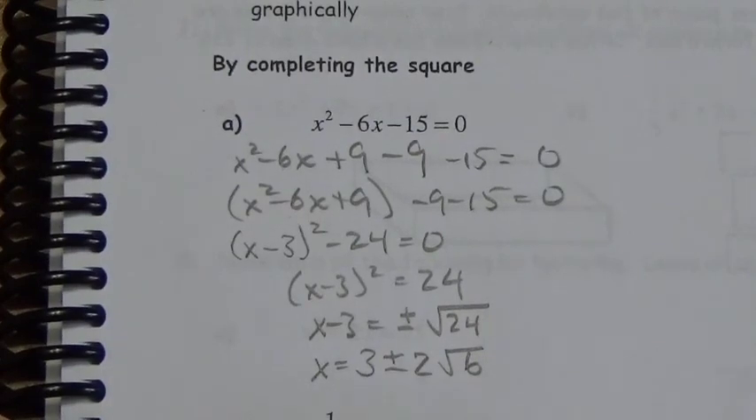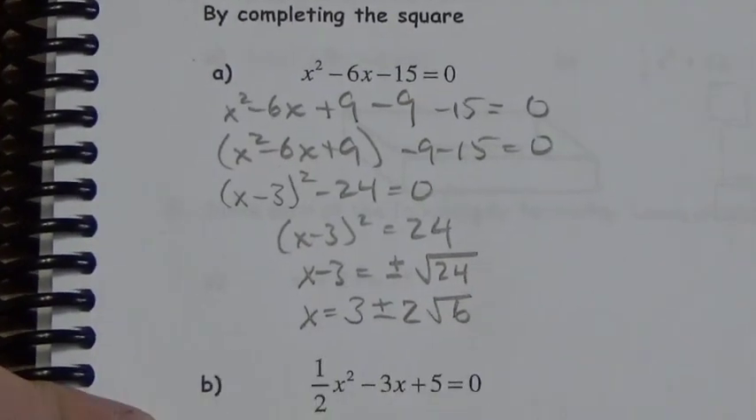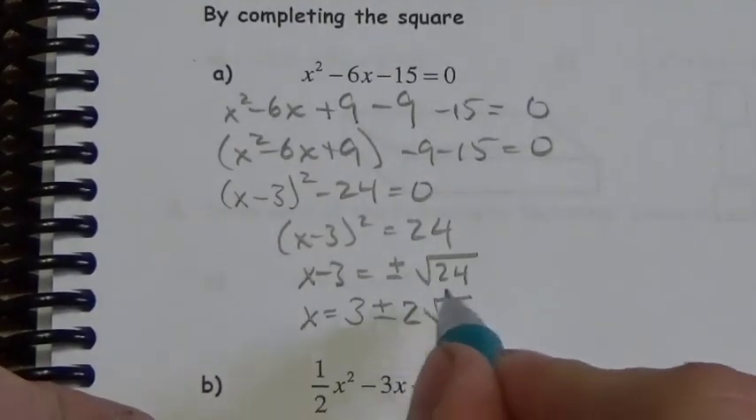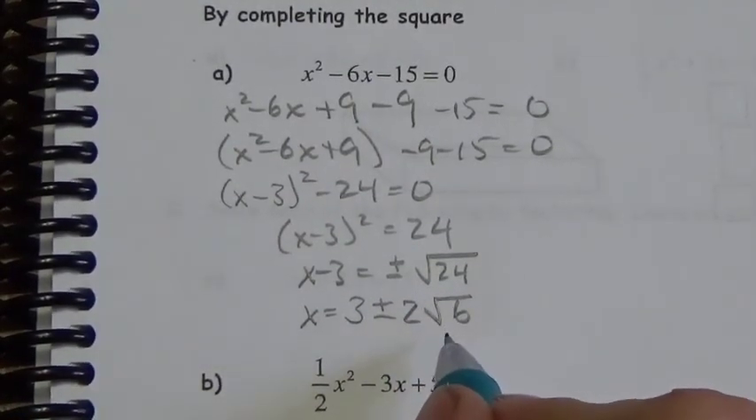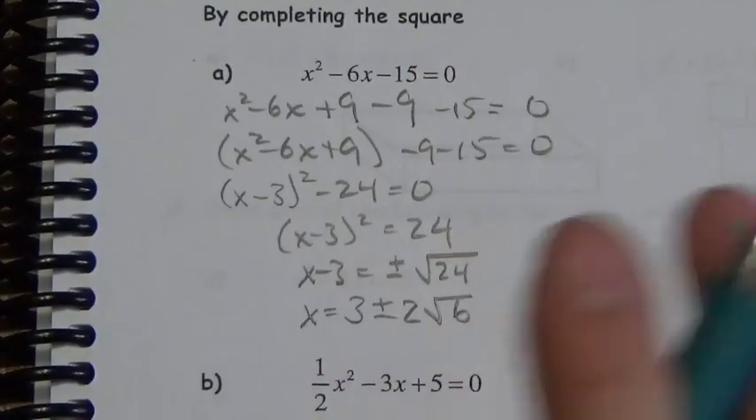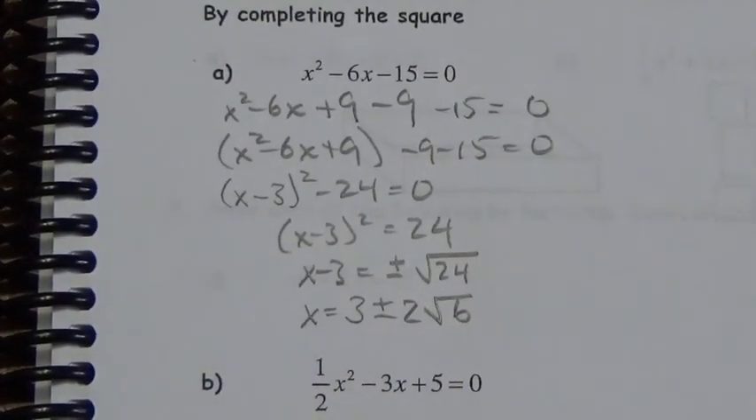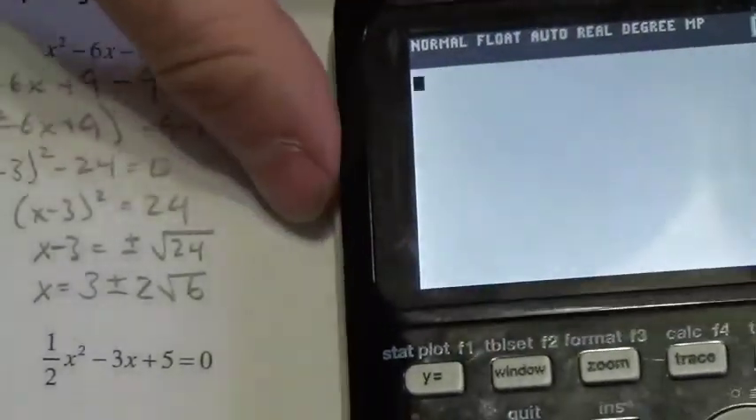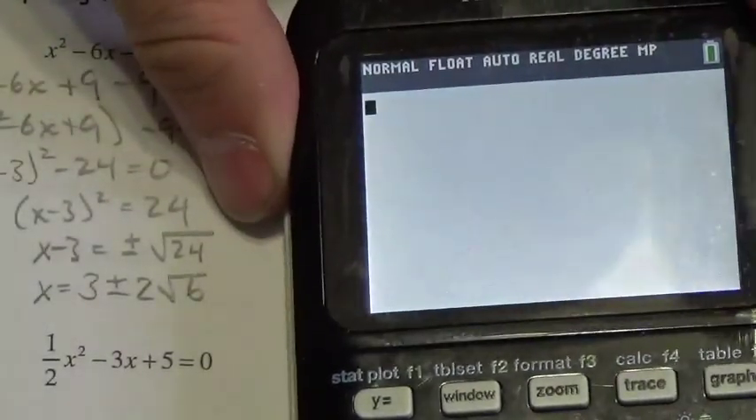This is in exact form. Okay, that is the exact form of my answer. As soon as I go to my calculator and identify what the root 6 is, as soon as I do that, I'm going to have to round my answer. Now, I am going to do this because I'm going to use the calculator to do a graphical solution here in just a second. But here's my answer here.